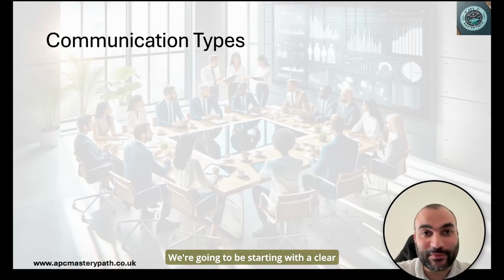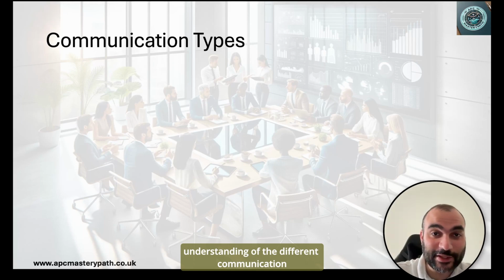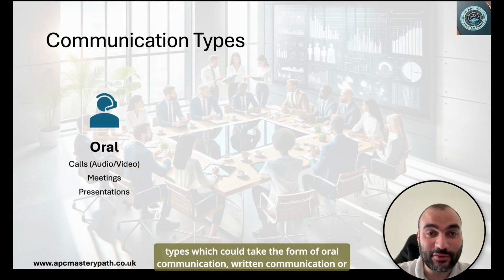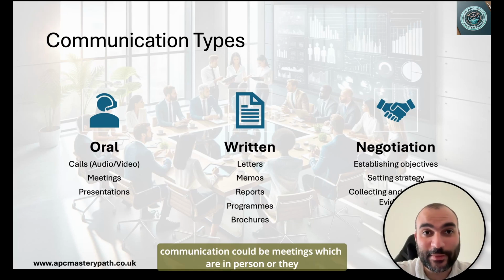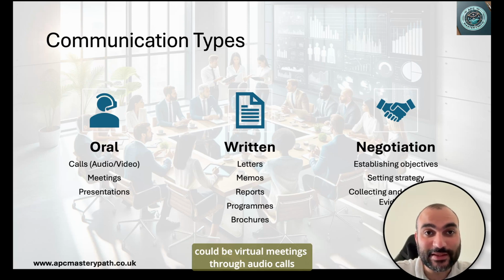We're going to be starting with a clear understanding of the different communication types, which could take the form of oral communication, written communication, or some sort of negotiation. The oral communication could be meetings which are in person, or they could be virtual meetings through audio calls or video calls. In any meeting, whether it's in person or virtual, there are definitely loads and loads of presentations that are communicated and liaised with the different members in these meetings.